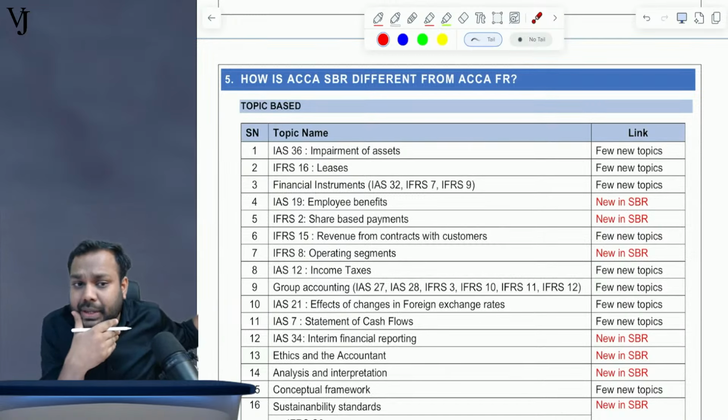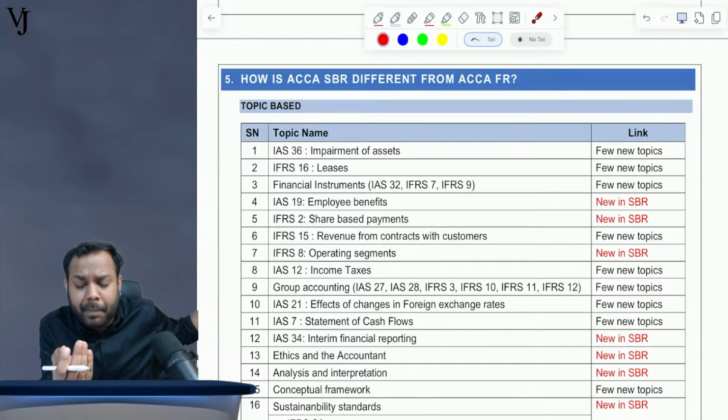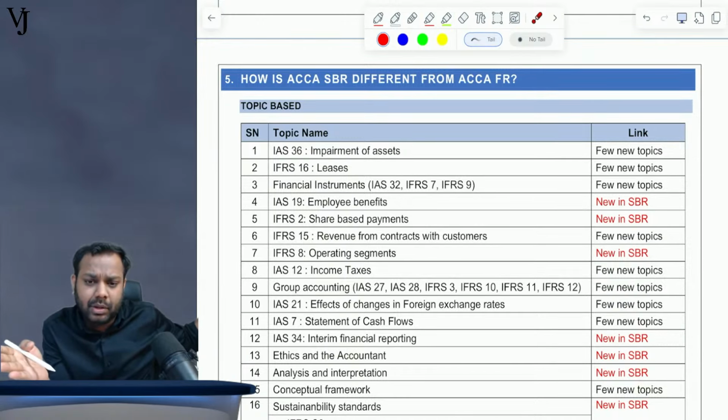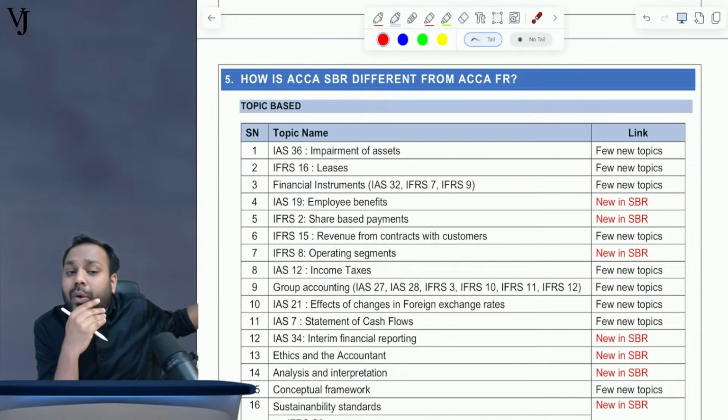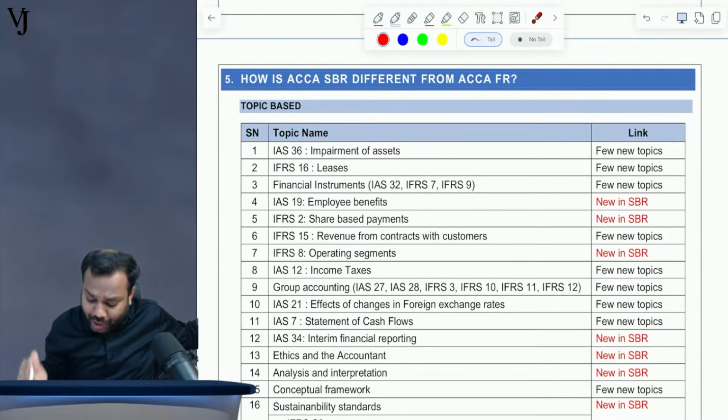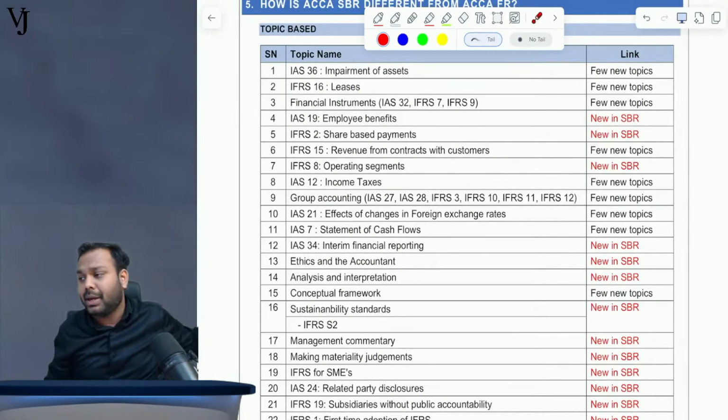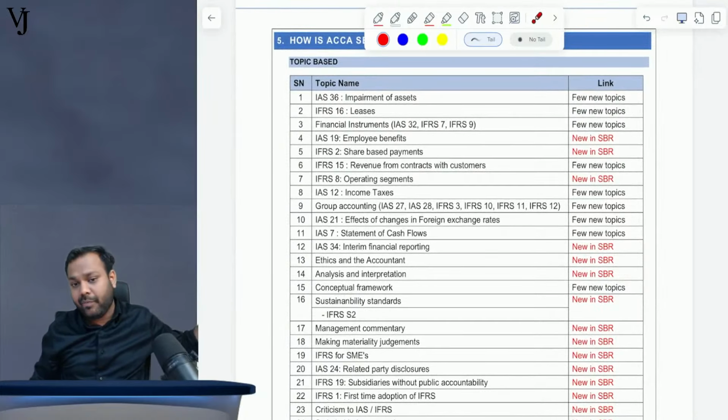Sir, can you give an example? Yes, for topics like property, plant and equipment, investment property, intangible assets, they are exactly the same. FR and SBR, it doesn't make any difference. They are exactly the same. So then how is SBR different from FR? What I have done is I have made a tracker for you guys.